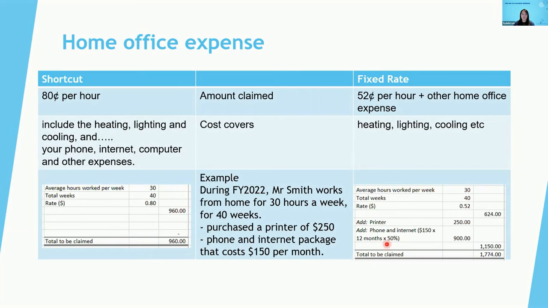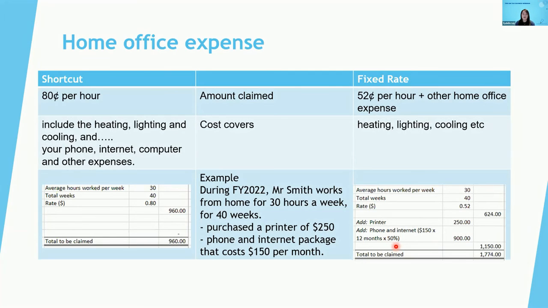Under the fixed rate method, it is similar to work out the cents per hour, which you use 30 hours times 40 weeks times 52 cents, but you've got to plus the other home office expense. So here we have printer of $250, and for the phone and internet package of $150 per month times 12 months and 50%. So what 50% represents here is actually the business use percentage.